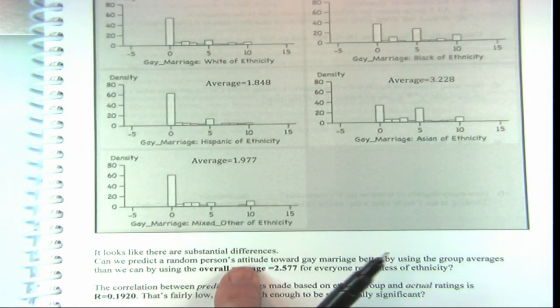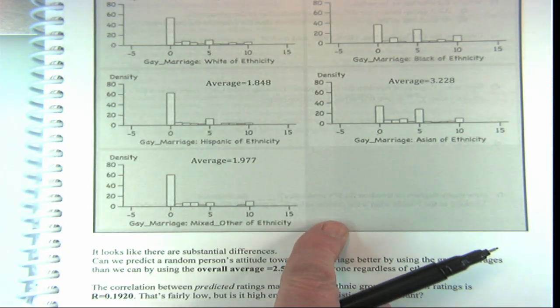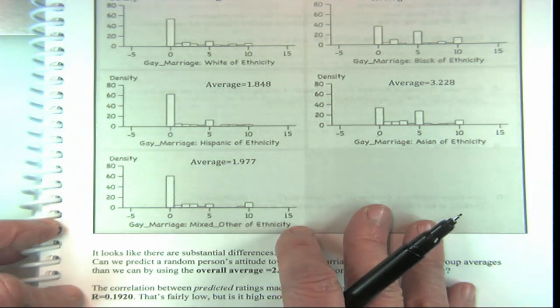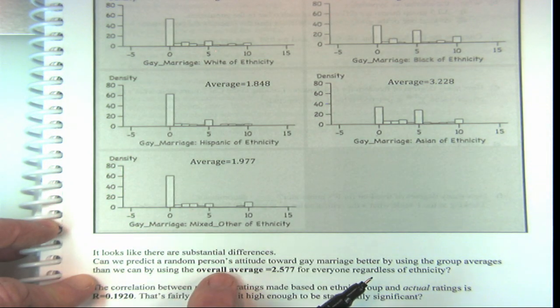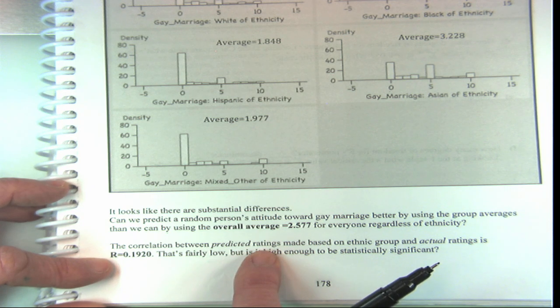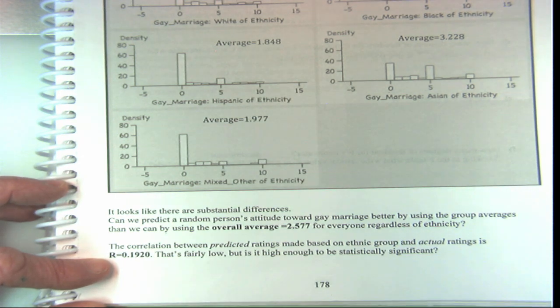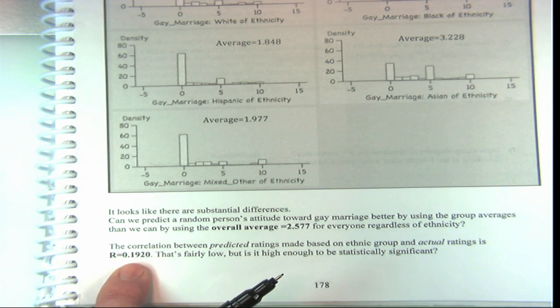And it looks like there's substantial differences. But the idea is, is this just due to chance variation? If we randomly divided people's responses into 5 groups, would we get differences this big or not? So can we predict a random person's attitude toward gay marriage better by knowing which group they're in? So I got the R, the correlation between the predicted ratings based on ethnic group membership, just assigning the group mean as their predicted rating, and their actual ratings. That correlation is 0.1920.